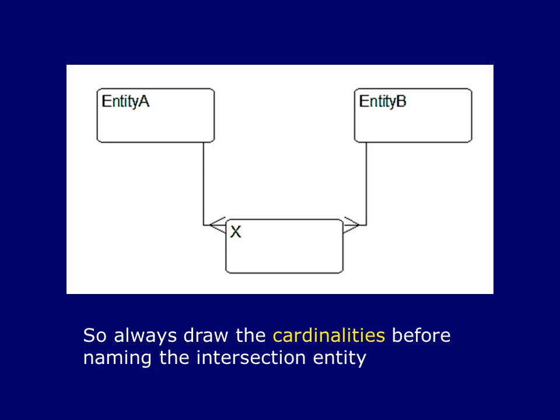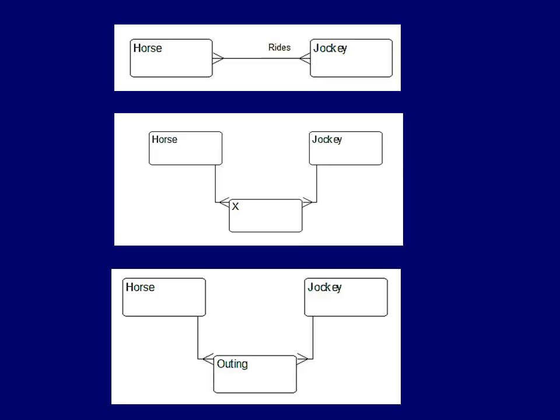Always put X and draw the cardinalities. Cardinalities, the many to many, one to many, or whatever. And here's an example of it. In riding stables, we might keep a record of which jockey rides which horses, and that's many to many. We put X in, we take the crow's feet from the opposite end, drag it round and put it to the new entity. Do that from both sides, and we've now got the structure right.